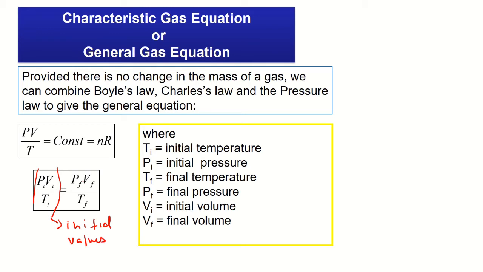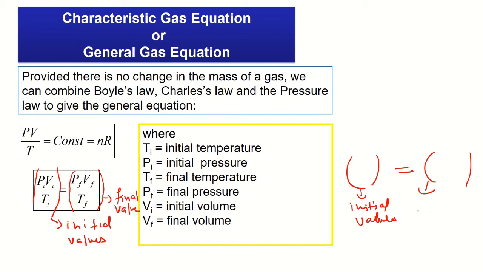Now this is equal to Pf, the final pressure, multiplied by Vf, the final volume, divided by Tf, the final temperature. So this is for the final values. So what they are saying is, the initial values in the form of one formula are the same as the final values.